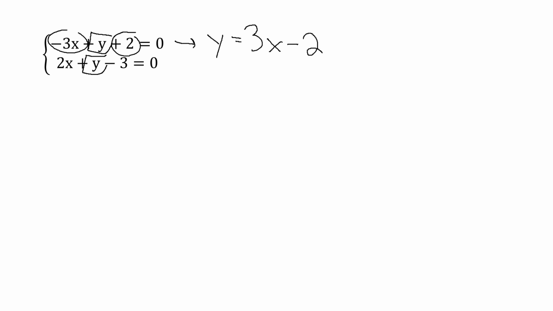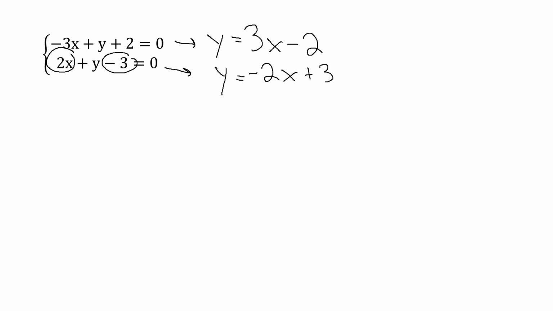Now I'm going to do the same thing with the bottom equation. I'm going to rearrange it so that y is by itself. I'm going to pick up my understood plus 2x. It becomes minus 2x. I'm going to move my minus 3 over, and it's going to become a plus 3. So I've rearranged both equations. The values are still the same. All of the pieces are still there. I've just rearranged them. And now I can set them equal to each other because they both are y.